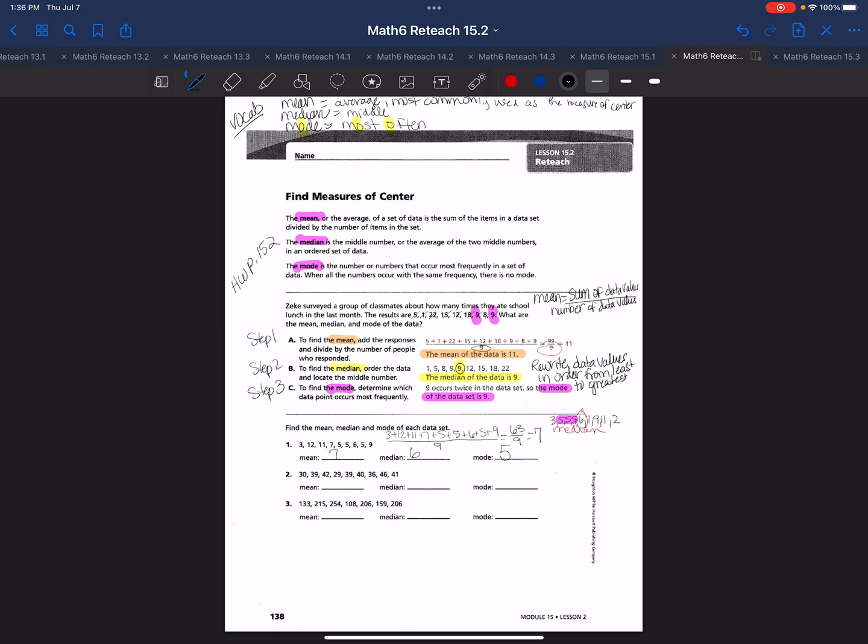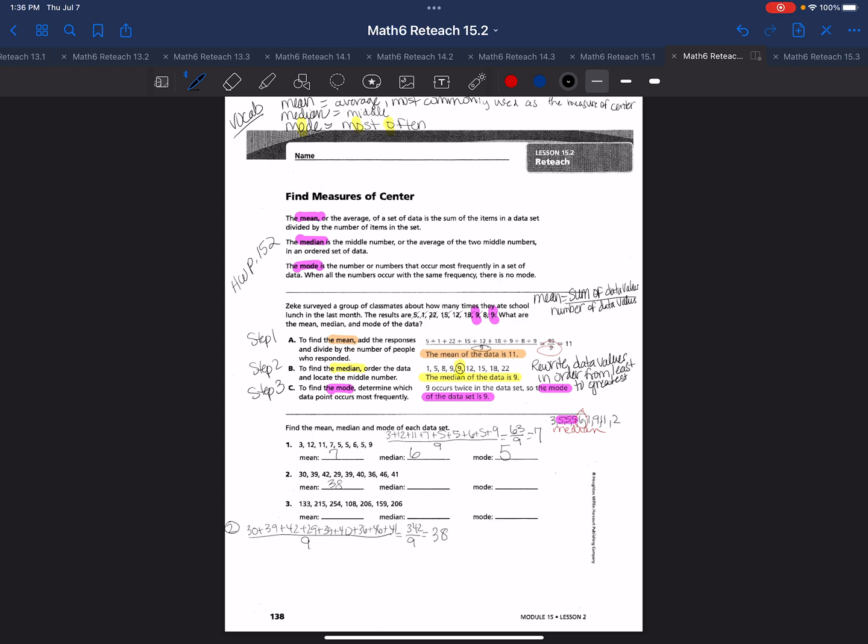All right, let's do question 2 down here. So I need to do the mean. The mean is I need to take the sum of all of my data, divide it by how many numbers I had, and I have 9. So I add those up and I get 342 divided by 9, which is 38.